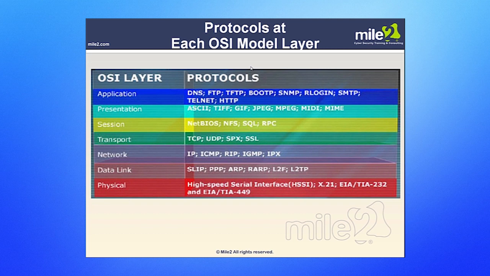So the OSI model is a 7-layer model. If you were to say what is layer 8, a lot of people would tell you the user, because that's where we interact. And with these layers is a layer 8, which is not an official layer.